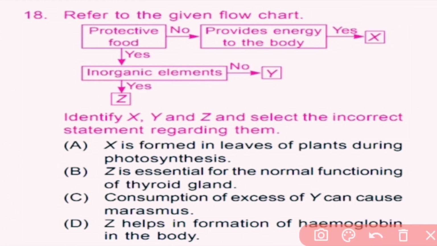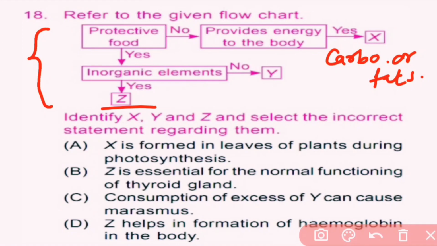Question number 18. Refer to the given flow chart. Identify X, Y and Z and select the incorrect statement regarding them. So here X provides energy to the body but it is not protective food. So X can be carbohydrates or fats. Z is an inorganic element and protective food. So Z can be minerals. And Y is protective food but it is not an inorganic element. So Y is vitamins.